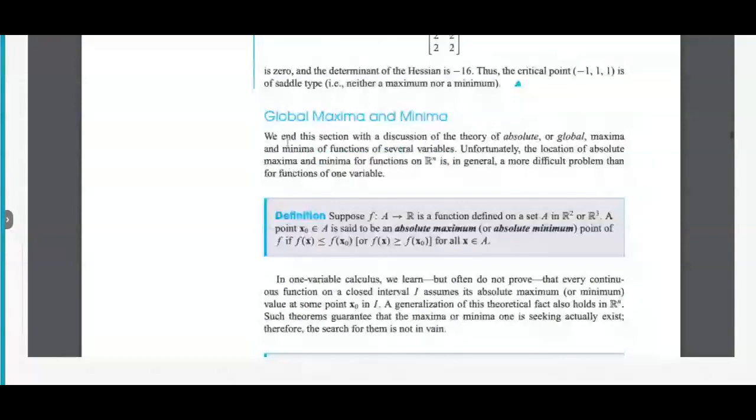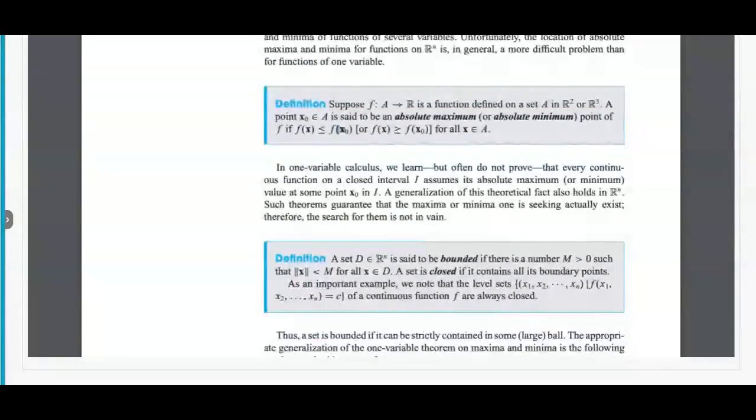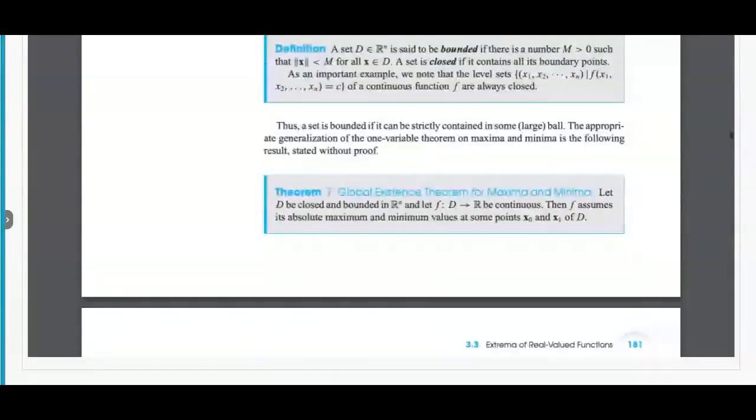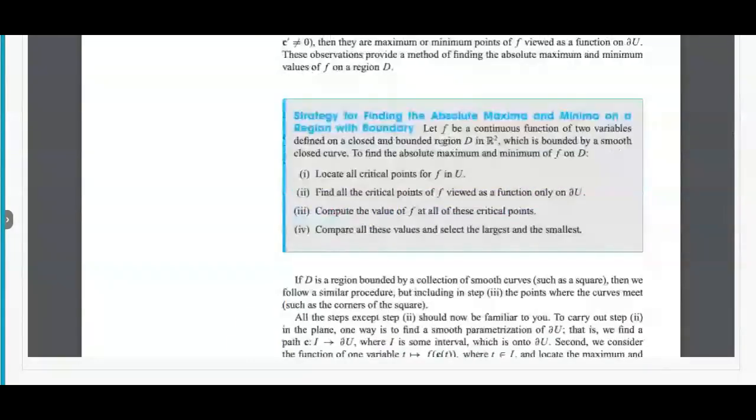Global minima and maxima mean absolute maximum and minimum. Comparing all the points in the domain to the critical point, if the function value at the critical point is greater than the value at the other points, it's an absolute or global maximum. If it's less than, it's a global or absolute minimum. Similarly to single variable calculus. Steps for finding absolute maximum and minimum.